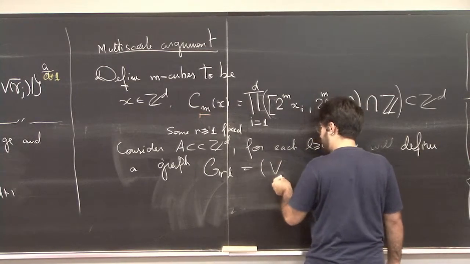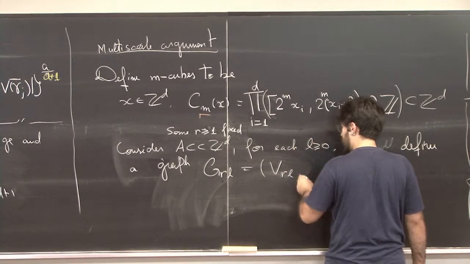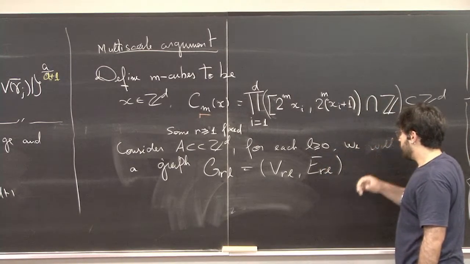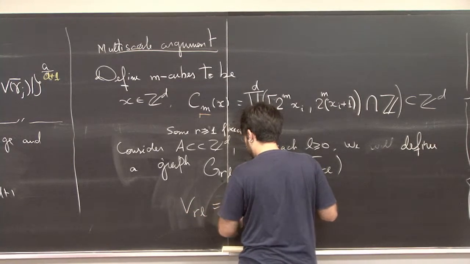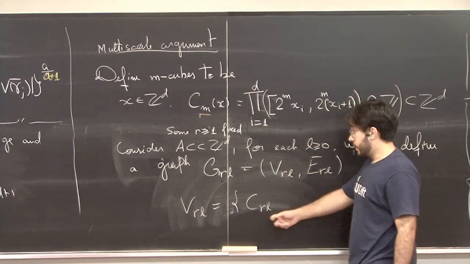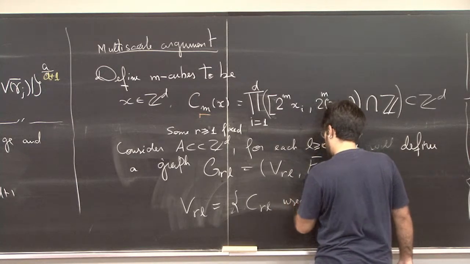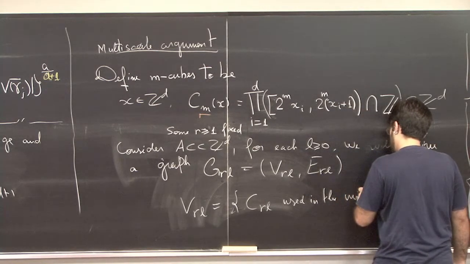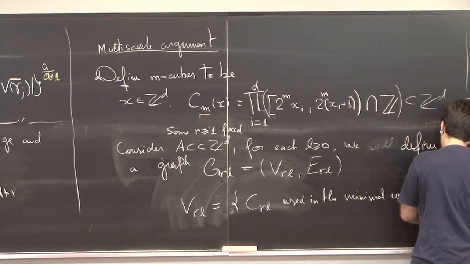This graph is a pair, V_{R,L} and E_{R,L}, and they are defined in the following way. The vertices V_{R,L} are the cubes C_{R,L}, okay? So in the scale R,L, used in the cover, the minimal cover of A.